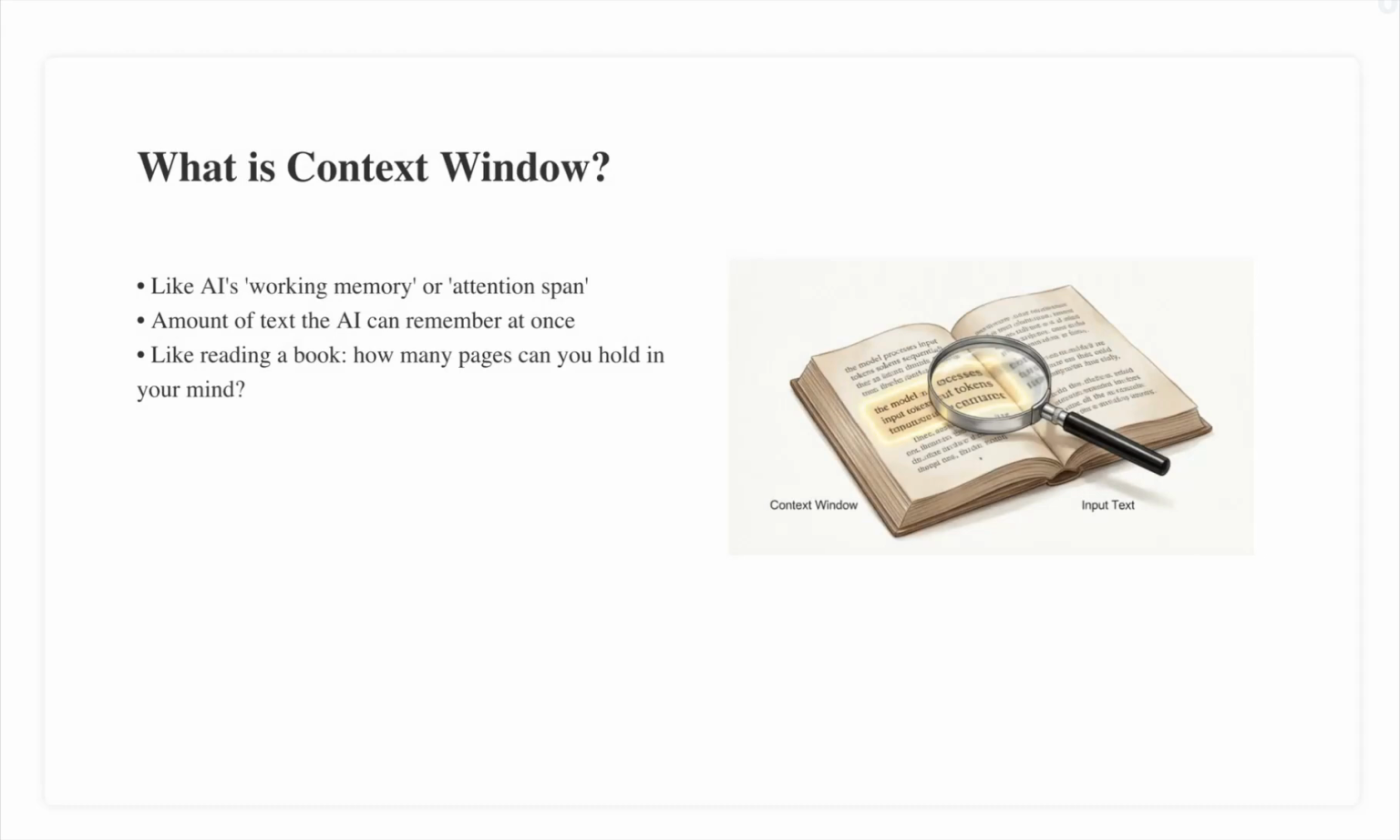The context window is literally the amount of text the AI can remember at once. If you give it more information than its window can hold, it starts forgetting the earlier parts. So the bigger the context window, the more information the AI can keep in mind while working on a task. This is why context window size matters so much in AI performance.